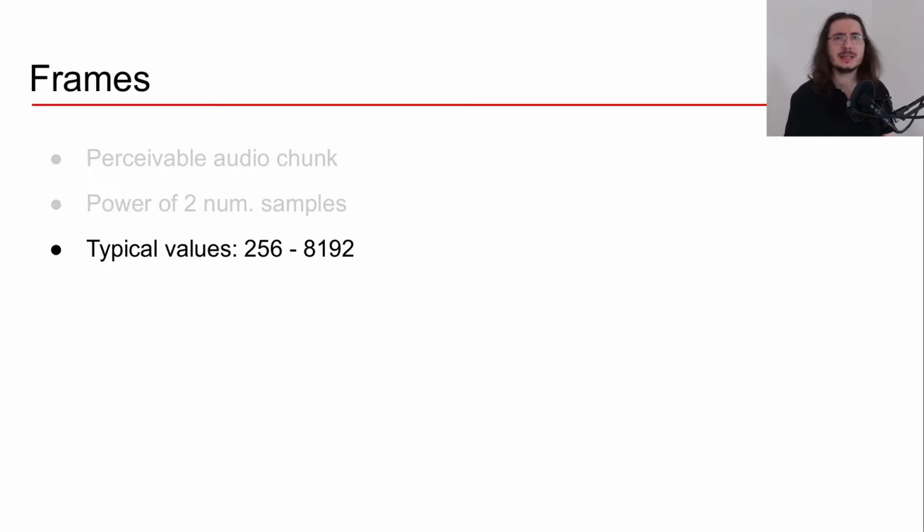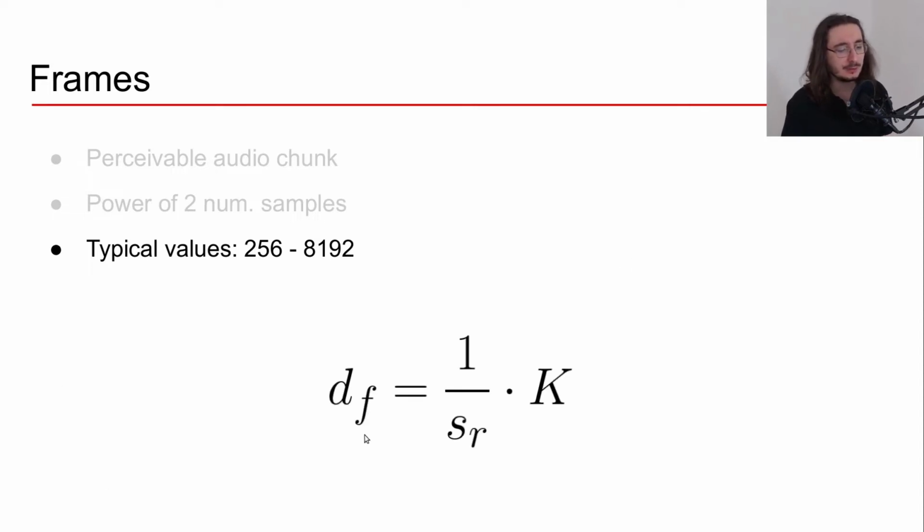Okay, so now typical values for the frame size oscillate between 256 and 8192. Now let's take a look at the duration of a frame. And we have this formula down here. The duration of a frame is equal to the inverse of the sampling rate, so 1 divided by the sampling rate, multiplied by capital K, which is the frame size. In other words, this first element tells us the duration of a single sample, and then we multiply that by the total number of samples that we have in a frame. This way we get the whole duration of a frame.